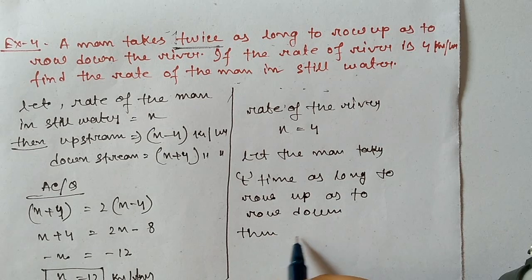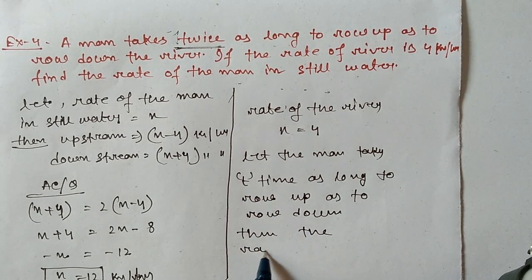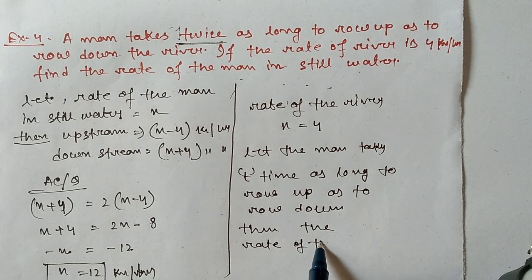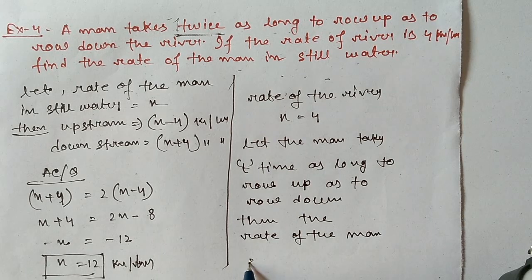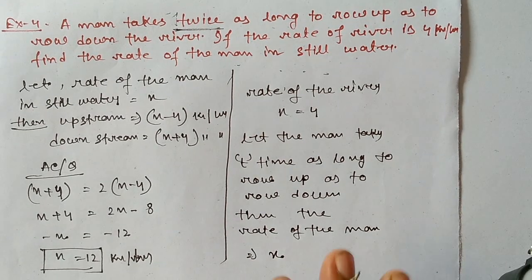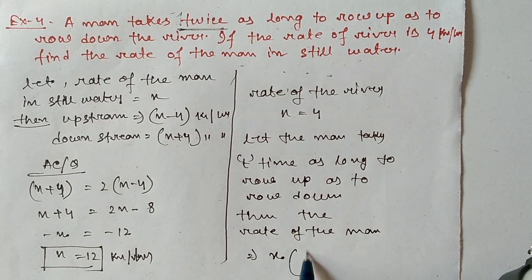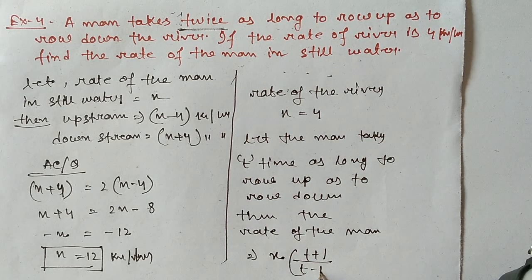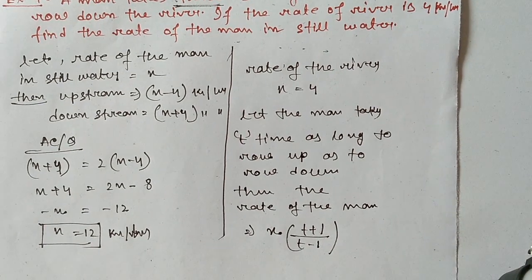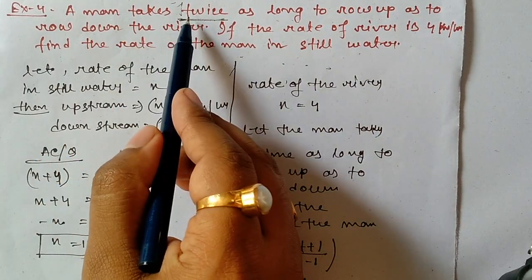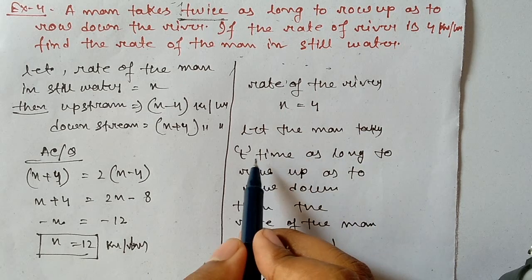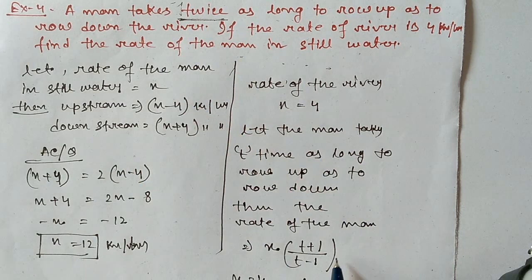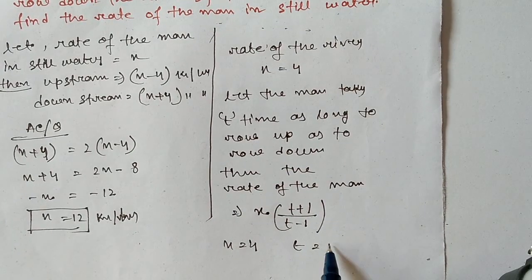then the rate of the man should be x into (t plus 1) by (t minus 1). This is the short form, look at it carefully. So we have x equal to 4, and t is given as twice, that is, the man takes twice the time. So here t means 2, and we can put t equal to 2.